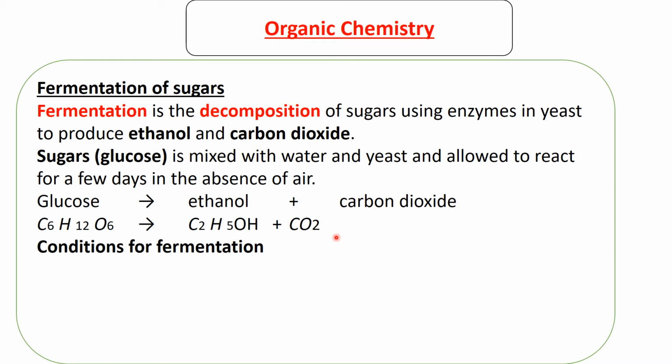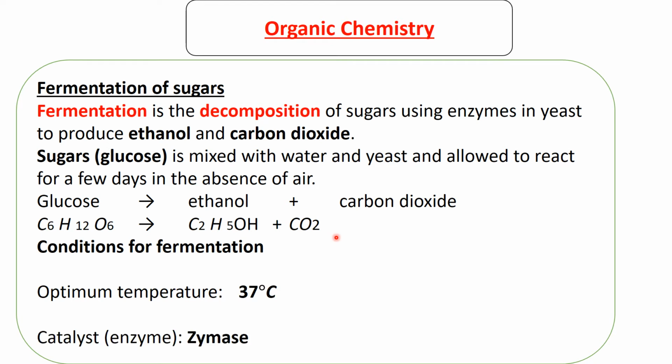So to make this possible, I've already emphasized the points. The first is the optimum temperature should be 37 degrees Celsius, and the second is the catalyst should be zymase. For the catalyst, the enzyme, I've talked about it. It is found in yeast, and it is the one that makes it possible for glucose to break down. But what about the temperature? Most enzymes work best at temperatures of 37 degrees Celsius to about 40, but not above 40. So the optimum temperature is 37 degrees Celsius, and at this temperature, that's when this enzyme works best.